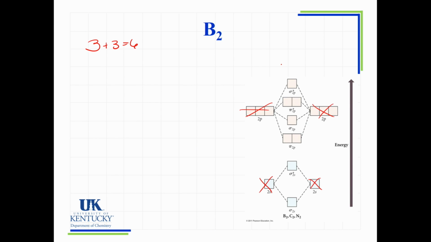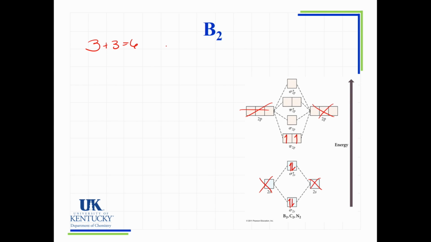We have 6 electrons to put in. So we do 1, 2, 3, 4. Ready to go to the next level, and notice these are degenerate. They have the same energy. What do we do? We do Hund's rule. We half fill, 5, 6. Okay, so there we have the orbital diagram drawn out.